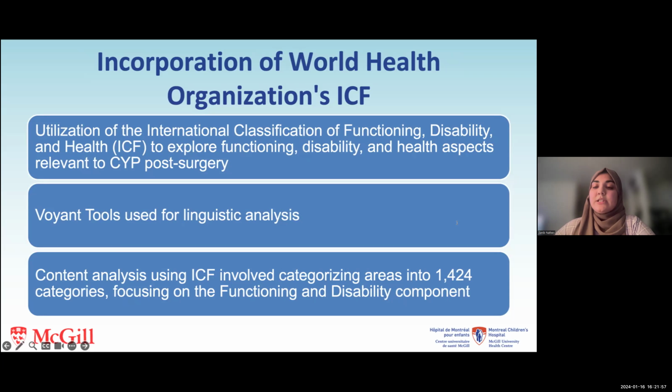And so to delve into the linguistic nuances and patterns within the data, the Voyant tools were utilized for linguistic analysis, and the content analysis using the ICF involved categorizing specific areas into a comprehensive set of categories, with particular focus on functioning and disability components. And so this systematic approach aimed to provide a detailed examination of the multifaceted aspects of CYP's post-surgery experiences, offering insight into their functional abilities, disabilities, and overall health status within the context of the ICF framework.